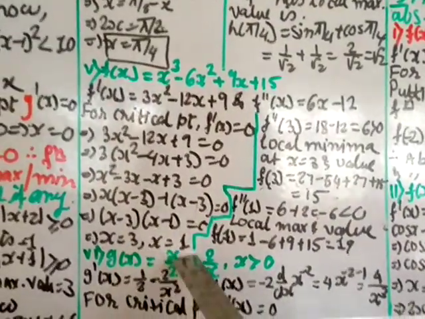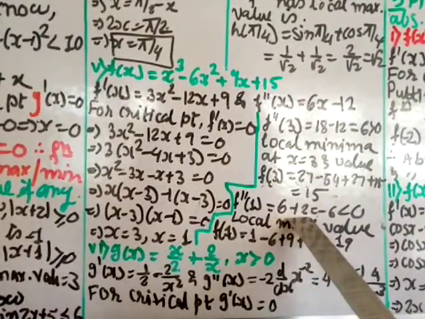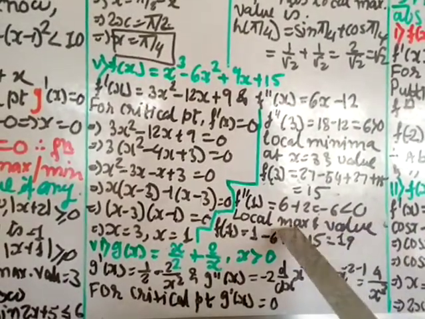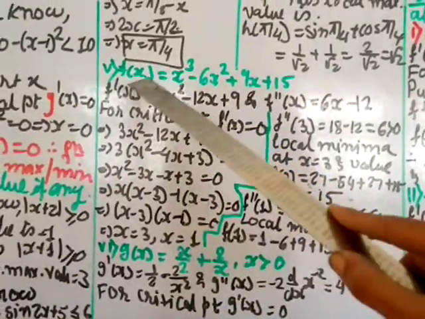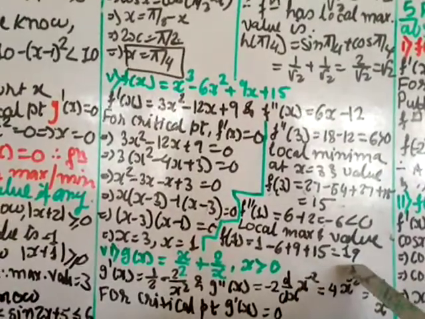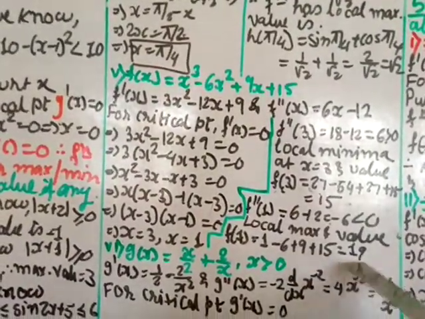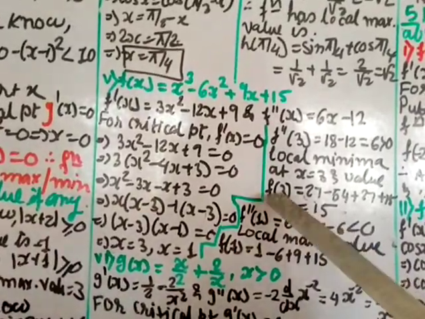Now you put x equal to 1 also. So I put it in the double derivative, that is 6x minus 12, so 6 minus 12, minus, this is less than 0, so local maximum value. And what is the value? Put this 1 in your given function. So 1 minus 6 plus 9 plus 15, that is 19. So the local maximum value at 1 is 19, and the minimum is 15 at 3.